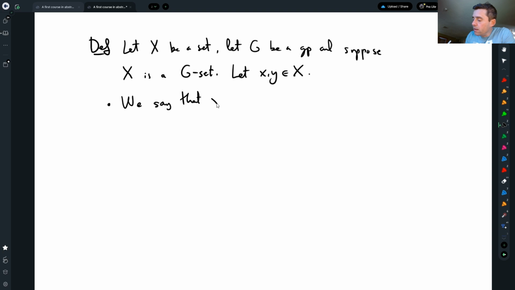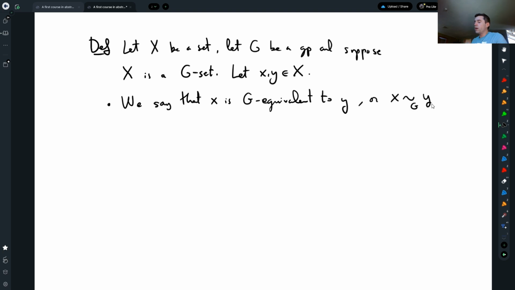that x is G equivalent to y, or we write that x and y are equivalent in this way, if there is some g in G such that x is g dot y. So I can act on y via an element of G and get to x. If so, then we say that x is in the orbit of y, or that y is in the orbit of x. We'll see that it's a symmetric relationship.